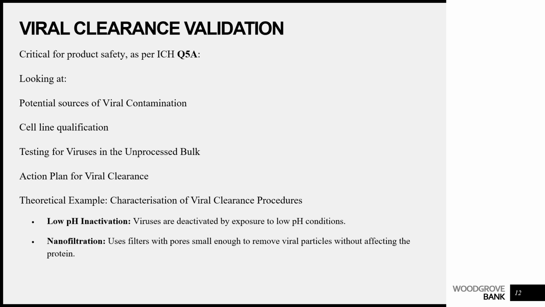And ICH Q5A has given theoretical examples. In the theoretical example that I'm providing, this will be characterization of your viral clearance procedures. Some of the examples you can use are low pH, which can inactivate some viruses. So some viruses are deactivated by exposure to low pH conditions. Nanofiltration uses filters with pore sizes that are small enough to remove viral particles without affecting the protein. I must admit, with regards to that, I obtained that from literature sources, so I'm not familiar with nanofiltration, but there it is.